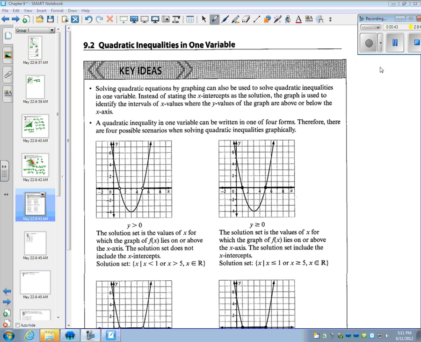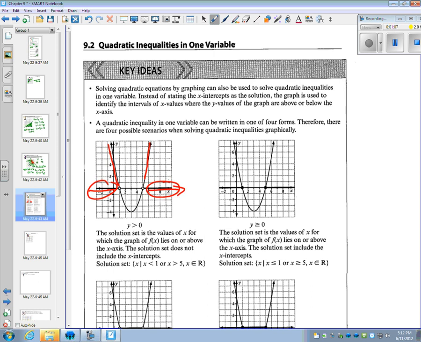So first of all, if you're looking for where the function is greater than 0, the solution set is wherever the graph is greater than 0. So here the graph's greater than 0, there the graph's greater than 0. So we're talking about this region here and that region there. So we say all x that are less than 1 and all x that are greater than 5.